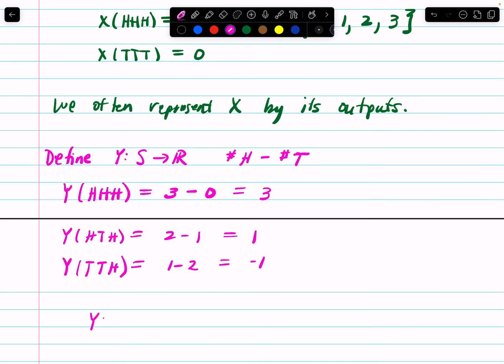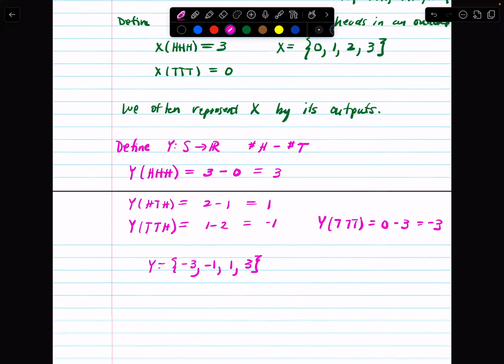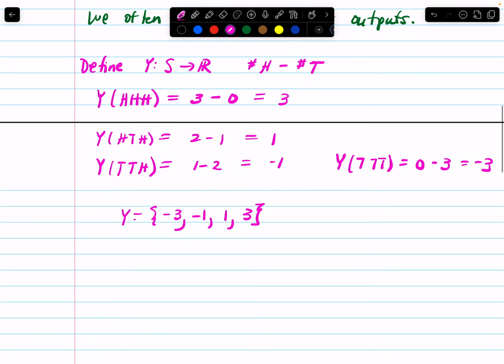And we see that Y can take on the values negative 3. Let's look at what negative 3 would be. Y of TTT, right? That's no heads minus 3 tails, which is negative 3. Negative 3, negative 1, 1, and 3. So we can define different random variables on the same sample space.